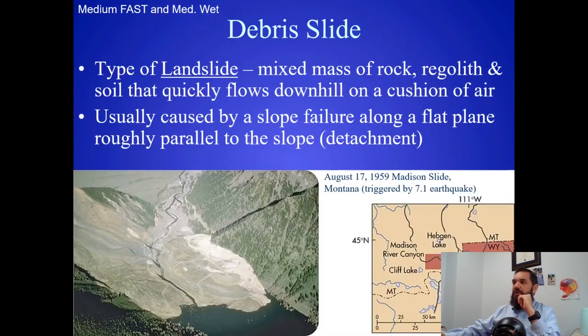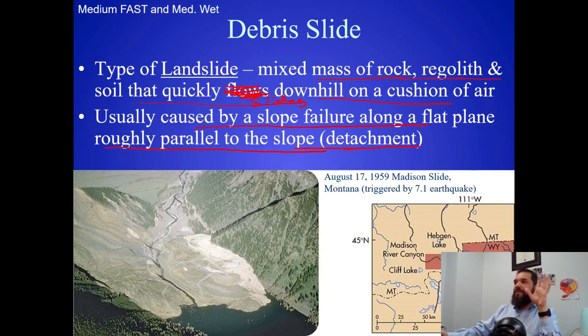They are significantly different. So debris slides are a type of landslide, okay? And by the way, this term we use a lot, landslide, is not really a scientific term. The closest thing to a landslide, what you're talking about, we usually call a debris slide. It's a mass of rocks, regolith, and soil that slides downhill on a cushion of air. I really shouldn't say flows, but slides downhill. It's caused by a slope failure along a flat plane roughly parallel to the slope, detachment of that. I'll explain what that means in just a minute.